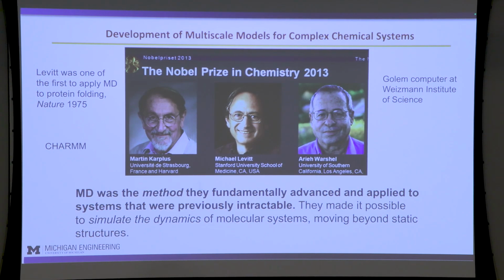So first of all, molecular dynamics simulations, so those are the three people that got a Nobel Prize in 2013. So Karplus, you might have heard the CHARMM. Then you have Levitt and you have Warshel. So Levitt was one of the first to apply molecular dynamics to protein folding. This is in 1975. Karplus is very much known for many things, including the CHARMM software.